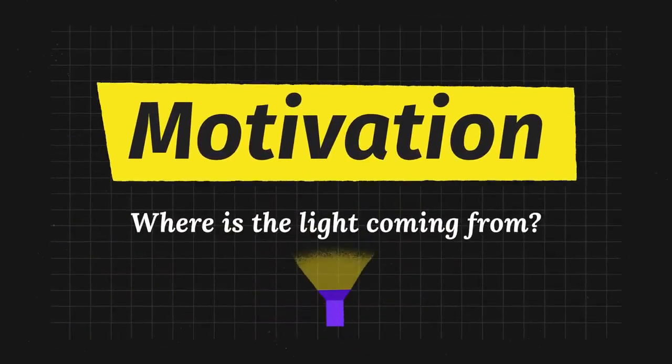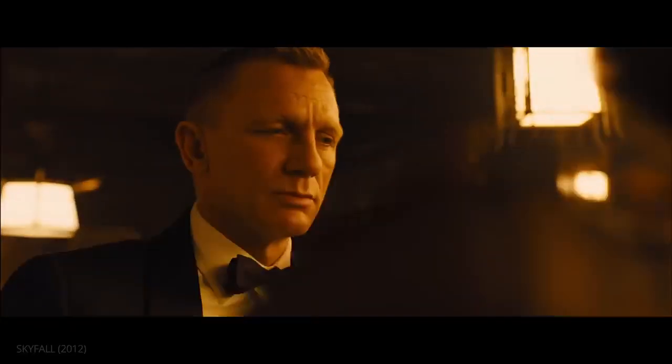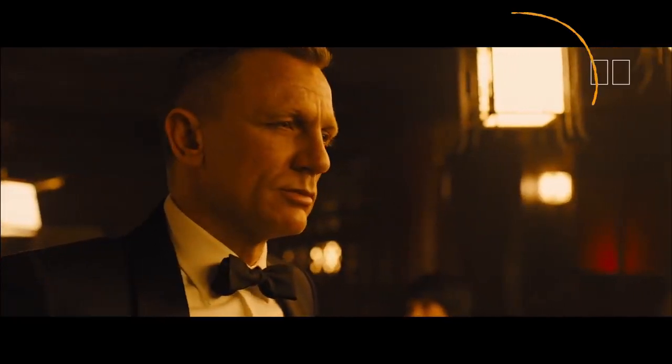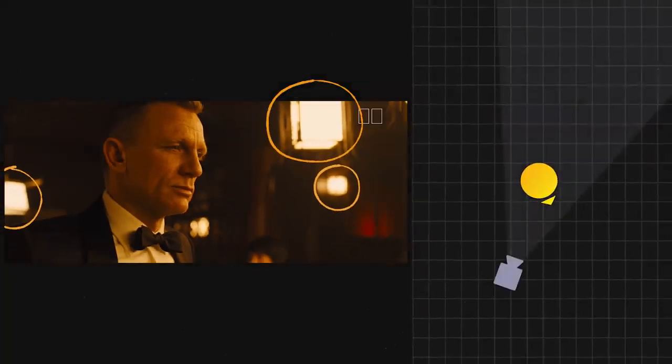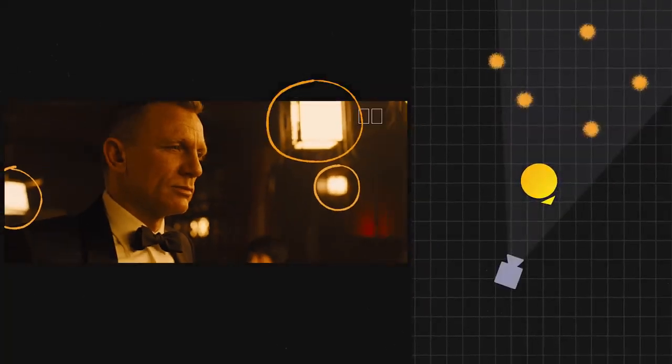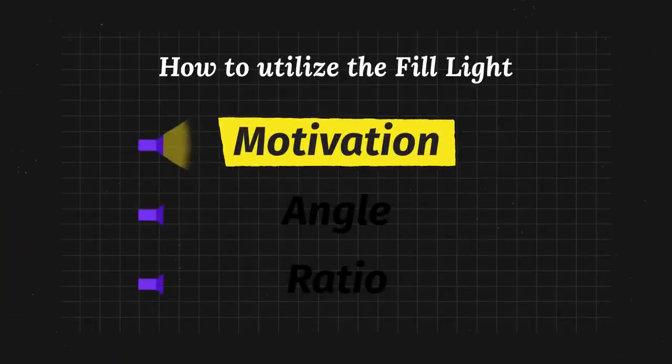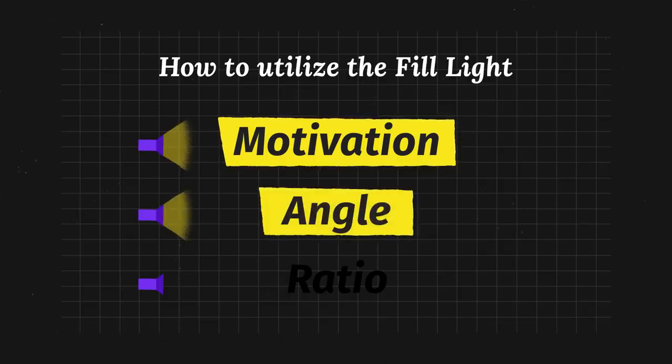Motivation. Where's the light coming from? In this scene, the brightest elements in the frame are these practicals. This is a motivated source of light. So, the key wraps James in warm light. The DP establishes the motivated source. Then, they'll determine the angle of the light.